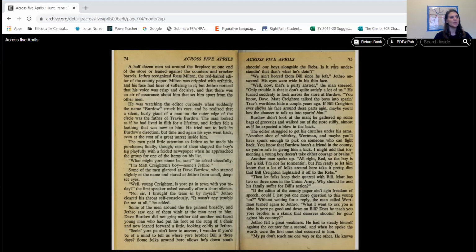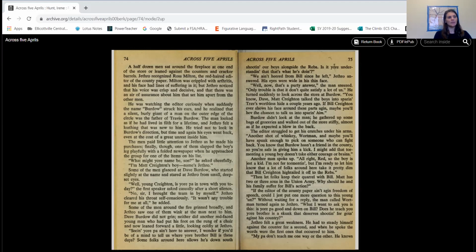Another man spoke up. "All right, Red, so the boy is just a kid. I'm not for tormenting, but I'm ready to let him know that a lot of folks around here take it pretty dim that Bill Crichton hightailed it off to the Rebs." "Then let folks keep their quarrel with Bill. Matt has two or three sons in the Union Army. Why should he and his family suffer for Bill's actions?"